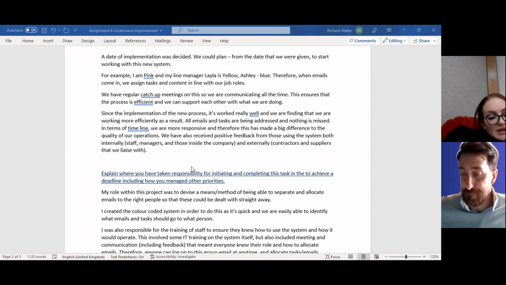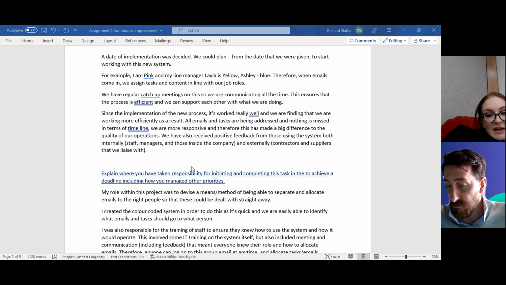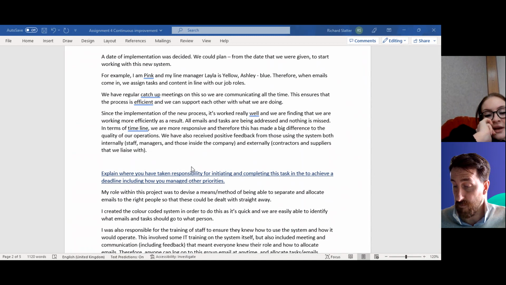Just because I used it to color code things, because I was finding that we would be duplicating requests that come in and we didn't know who was doing what. So I thought, if each morning one of us, it doesn't matter who, goes through the emails, color codes them, and then we start on all the tasks. For example, I'm pink, my line manager Layla is yellow, and Ashley was blue.